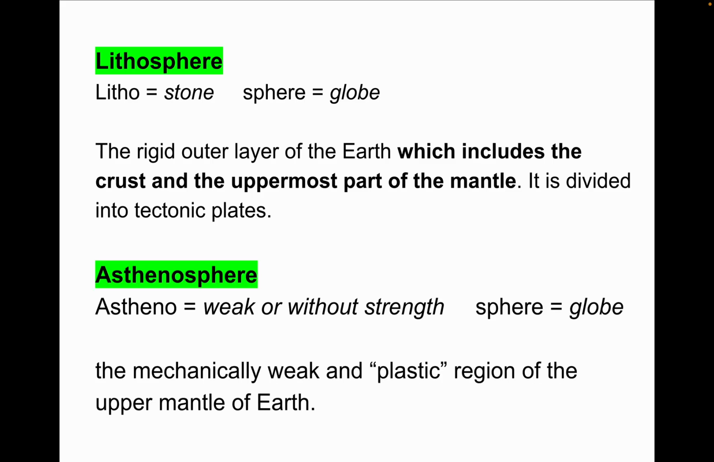And then the asthenosphere: astheno means weak or without strength, and sphere is globe. That's the warmer Airhead. It had no structure, so when you held it up, it bent down, and then you could flip it over and it would bend the other way. We were able to manipulate the shape. So this refers to the mechanically weak and plastic region of the upper mantle of the Earth. And there's actually a third layer called the mesosphere.